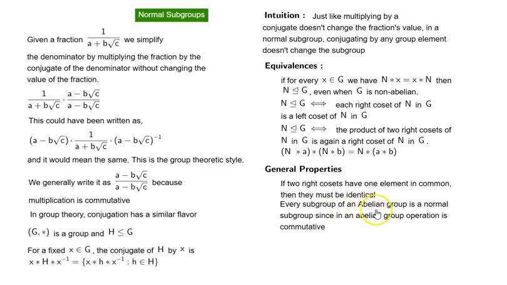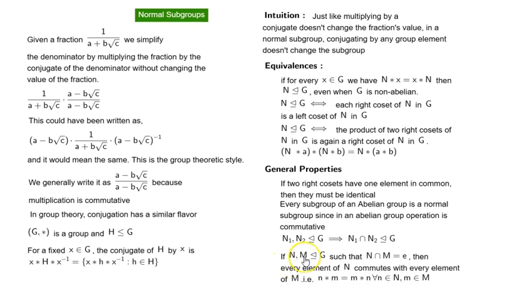Every subgroup of an abelian group is a normal subgroup, since in an abelian group, the operation is commutative. Let's say we have N1 and N2, both normal subgroups of G. That implies that the intersection of N1 and N2 is also a normal subgroup of G.